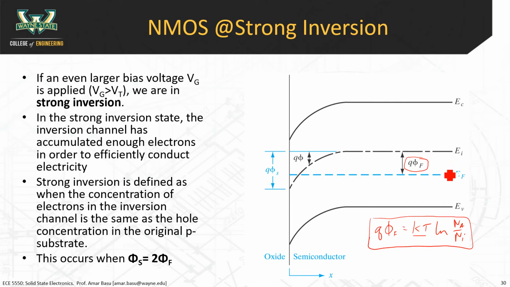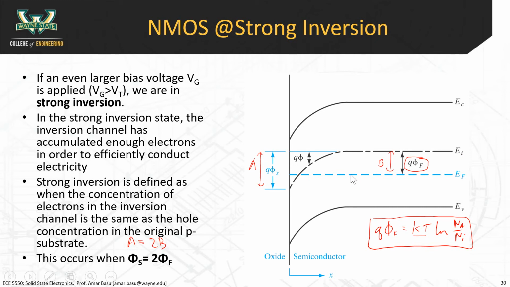You find the distance between EF and EI. Based on this, you have a certain concentration of holes. When you get near the gate, we are defining strong inversion as when this distance A, let's say this was B, when A is equal to 2B. Why are we saying it like that? Why is that a good definition?